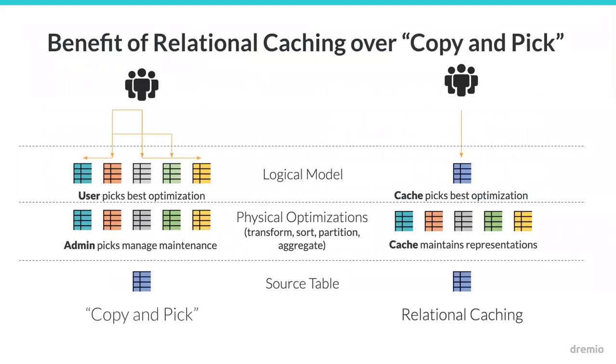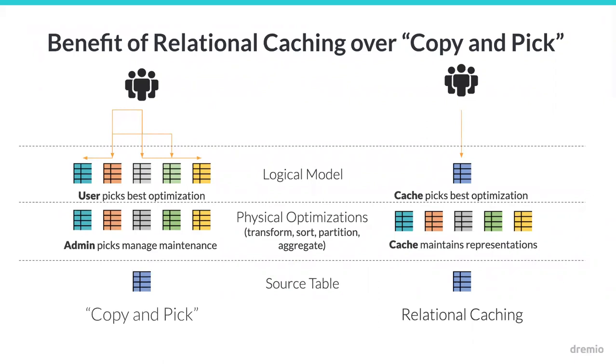Okay, so let's compare the two models. We might call the current model that is often used copy and pick, whereas what Dremio provides through data reflections is the relational caching model. So on the left, you can see the copy and pick, where on the bottom we have our original raw data. And then we have the physical layer, which is represented by the various cubes or views or extracts or whatever that the admin has created. And then there's the logical model, which in the copy and pick world is the same as the physical model.